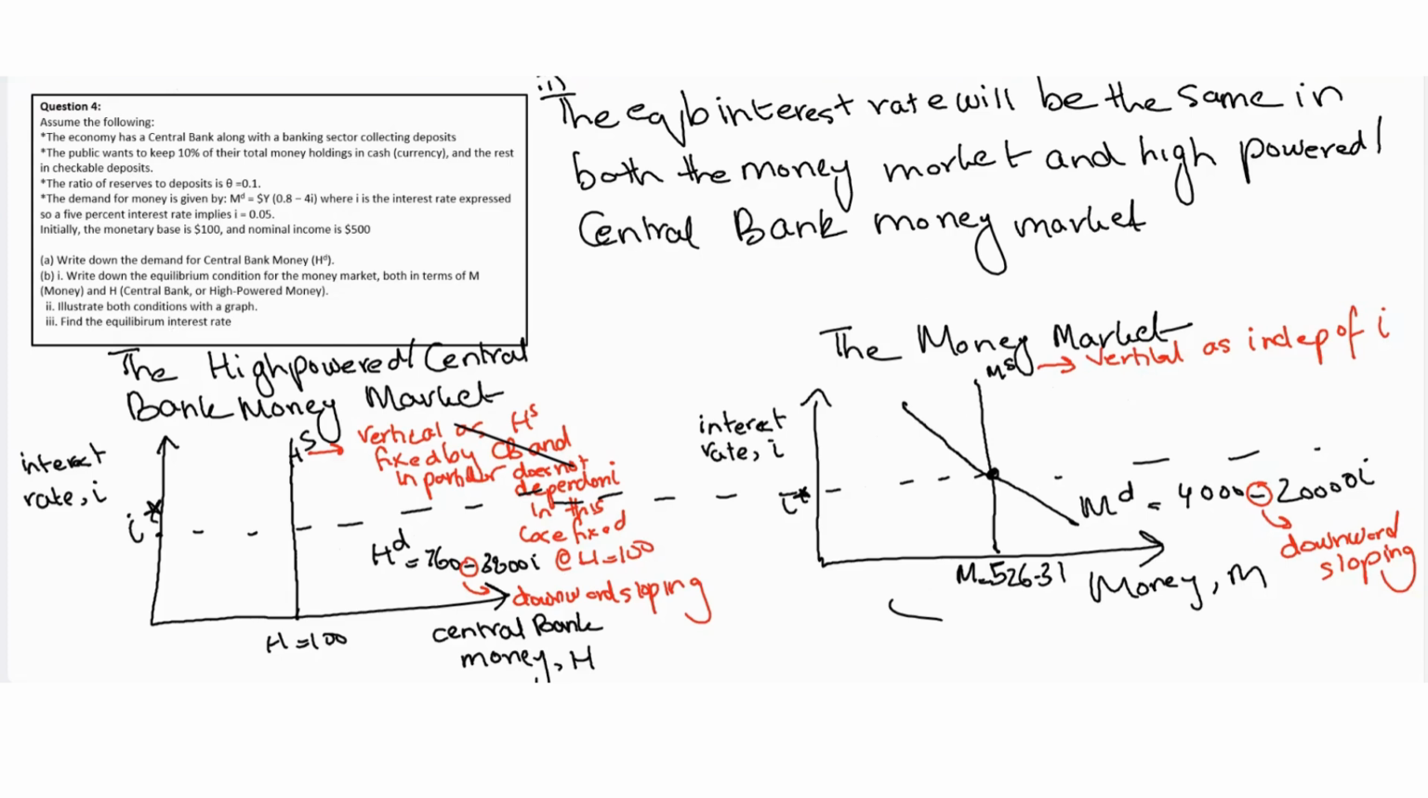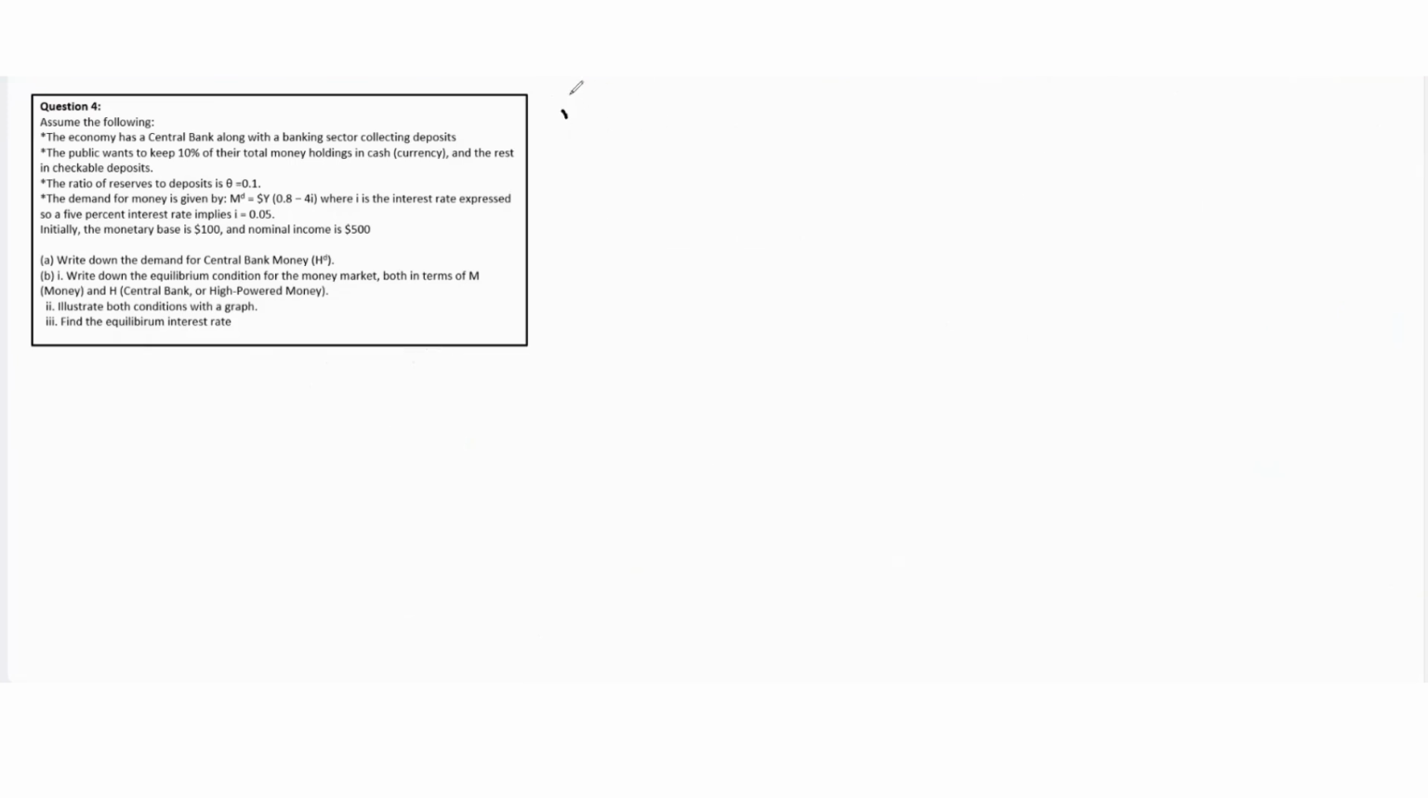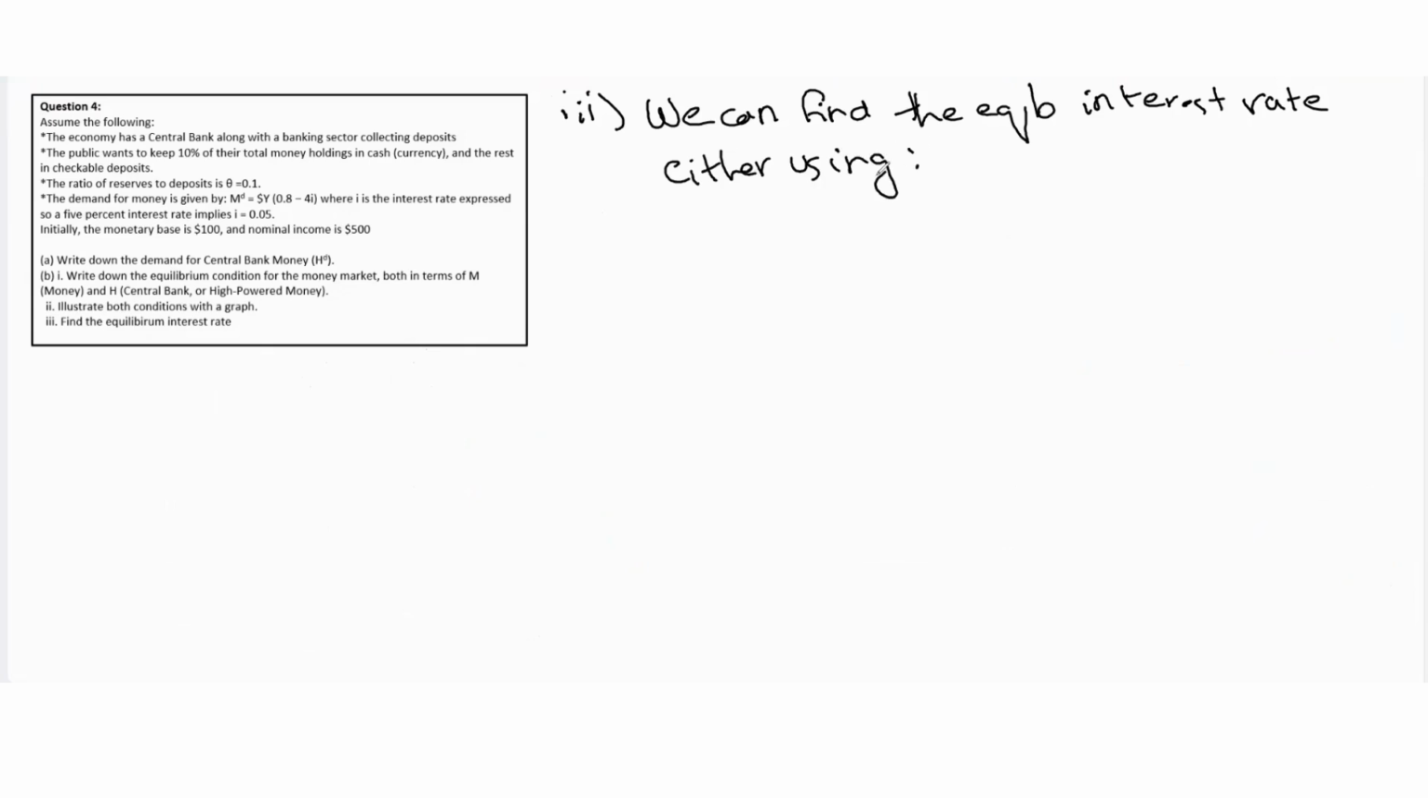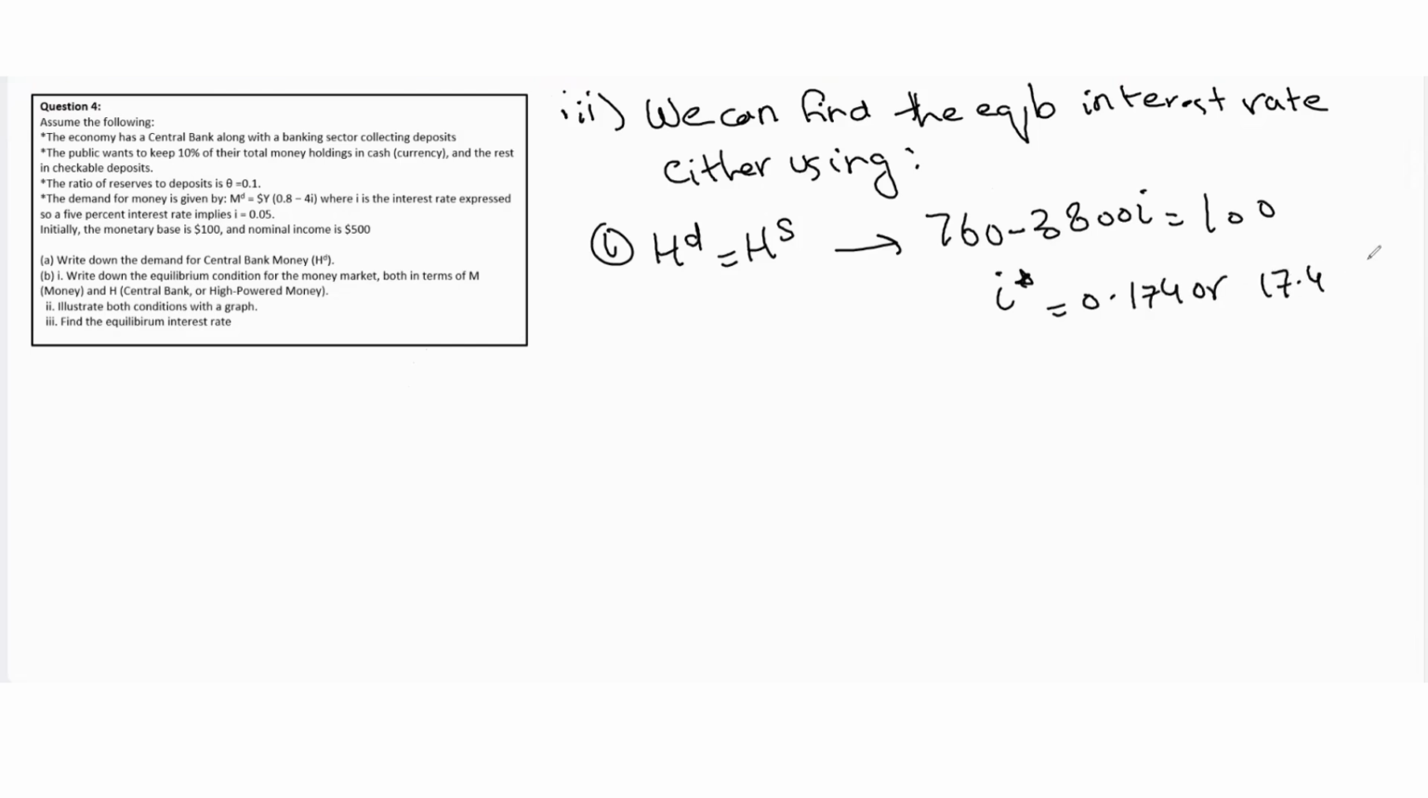Now let's just do the last part where we find this equilibrium interest rate, which you can find either by equating HT is equal to HS or MD is equal to MS. Okay, let's just do the last part now. The last part says, now we can find the equilibrium interest rate because both of these are equivalent conditions for the money market equilibrium. You can use either. You can find the equilibrium interest rate either using number one, HT is equal to HS, which means that, remember from part one, we put 760 minus 3800 I, which is our demand for central bank money, equal to 100. So from here we get I star is 0.174 or 17.4%.